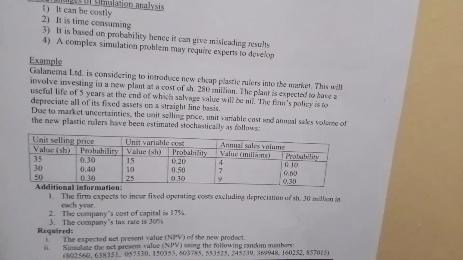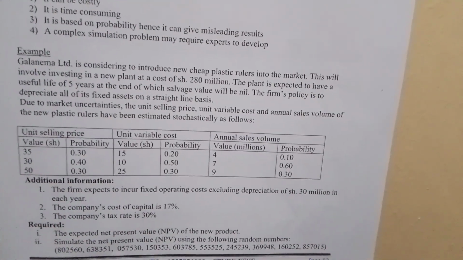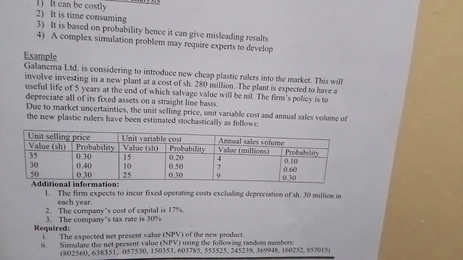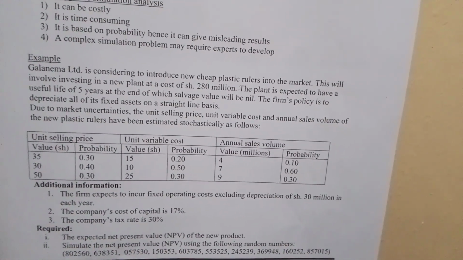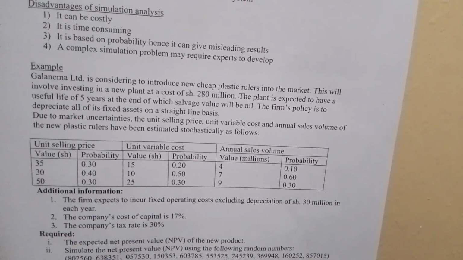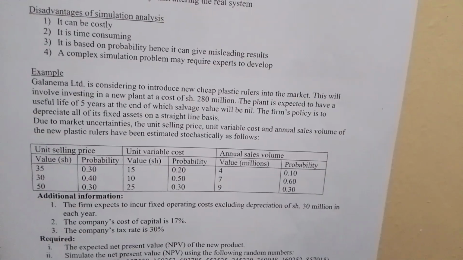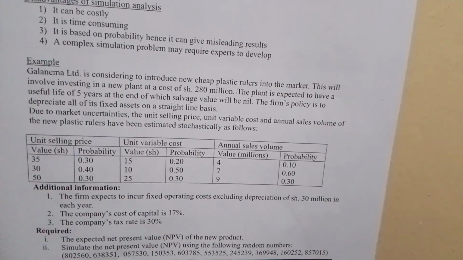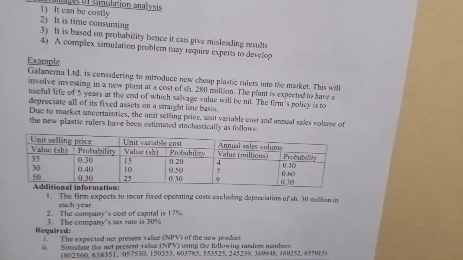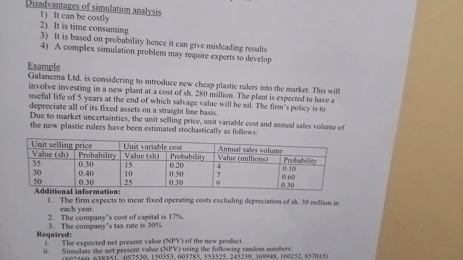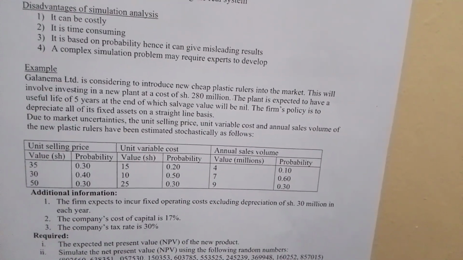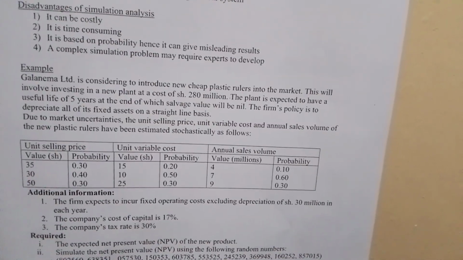With unit selling price together with the respective probabilities, these are the variables. The unit selling price is shillings 35, shillings 30, shillings 50. The respective probabilities are 0.30, 0.40, 0.30. Then you have unit variable cost. The values there are 15, 10, 25.